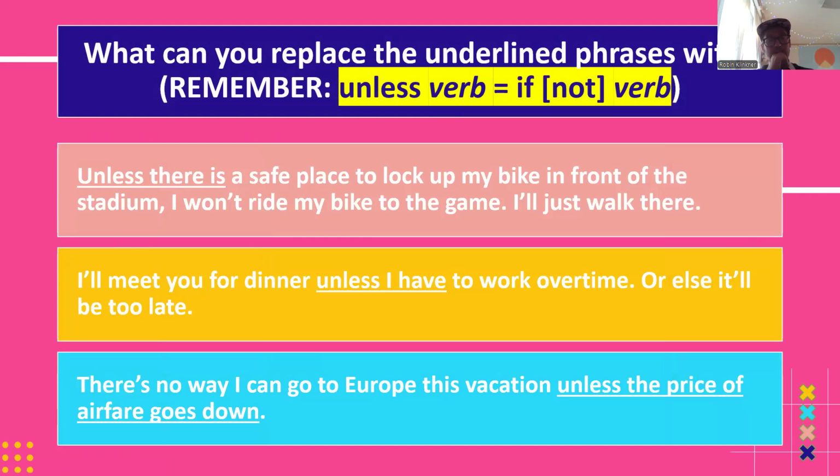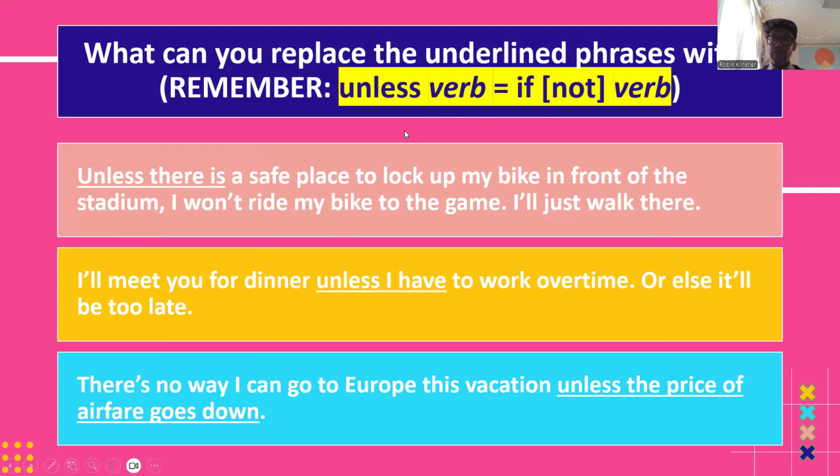Unless there is a safe place to lock up my bike in front of the stadium, I won't ride my bike to the game. I'll just walk there. I'll meet you for dinner unless I have to work overtime, or else it'll be too late. There's no way I can go to Europe this vacation unless the price of airfare goes down. So what can you replace this underlying part with?